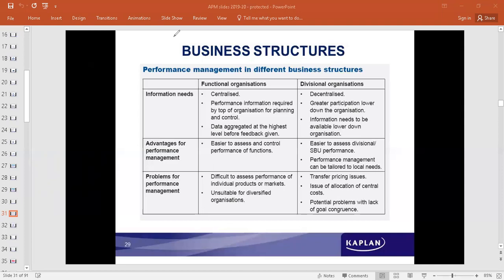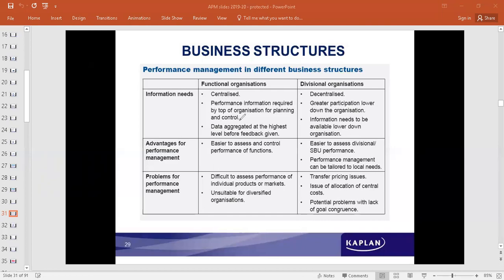Functional organization, because the top management manages the affairs of the business. If they require information, see, every detail of the organization, if it is provided to the management, it becomes very difficult for them to look into so many details. So mostly it would be provided in a summarized format. Aggregate information is provided in a summarized format. See, data is aggregated at the highest level before feedback is taken. Performance information required by top of the organization for planning and control.